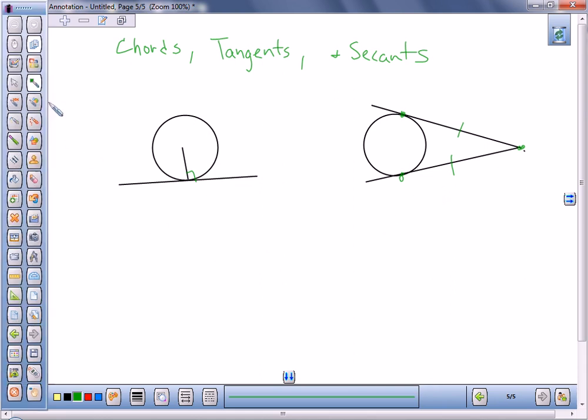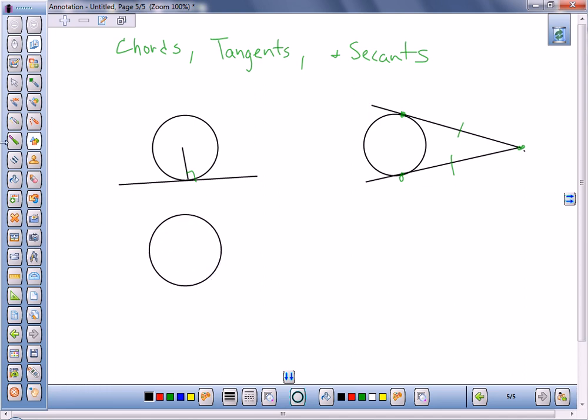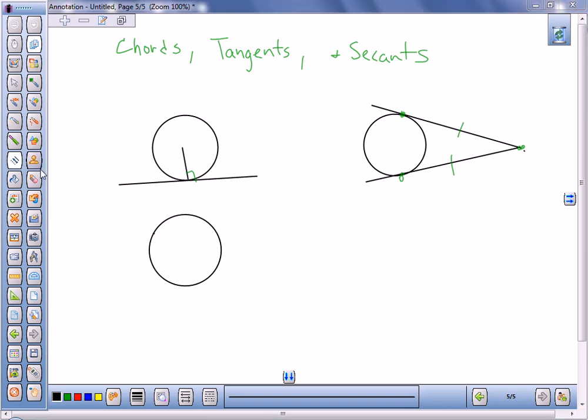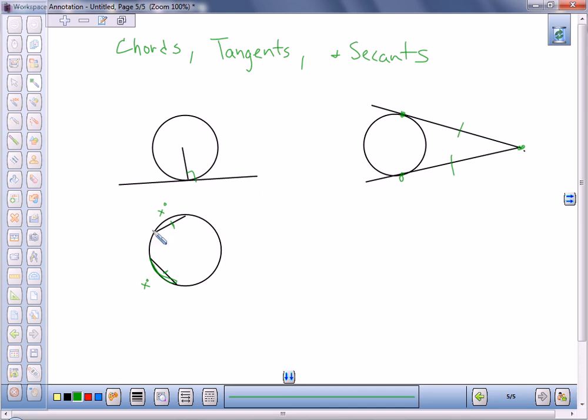Okay, if I have two chords of equal length inside a circle, so if I have a chord over here, and a chord over here, and these chords are congruent, what do I know about the intercepted arcs? They are also the same measure. The intercepted arcs have the same measure if the chords are congruent. Whatever one of them is, the other is also. Okay?